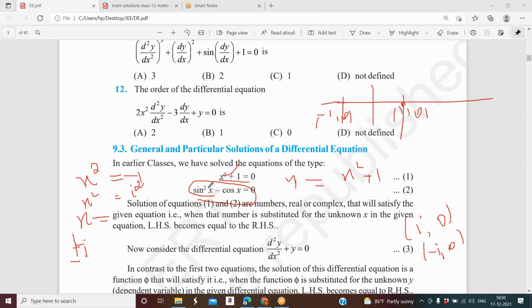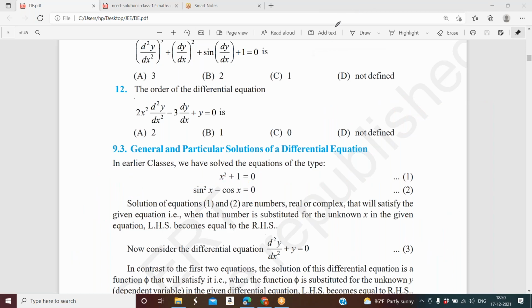Like that, we can solve any equation. Okay, sine square x minus cos x equal to 0. Like that, we can solve differential equations also. So what are the two solutions that arise for the differential equation? One is general solution and another one is particular solution. What do you mean by general solution and what do you mean by particular solution? How will I arrive at that?